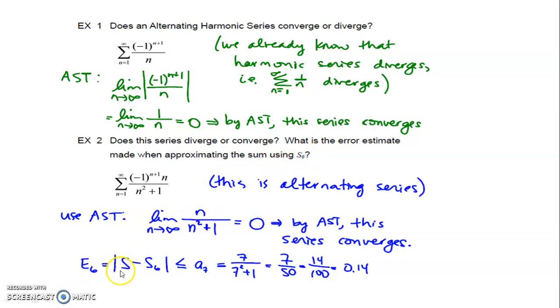Now we can estimate the error of S6. E6 is equal to S minus S6. That means the term An+1, which is A7. A7 is what here? 7 by (7 square plus 1), which is 7 by 50, which is 14 by 100. So it arrives at 0.14. So 0.14 is the error estimate for S6, that is, up to 6 terms.